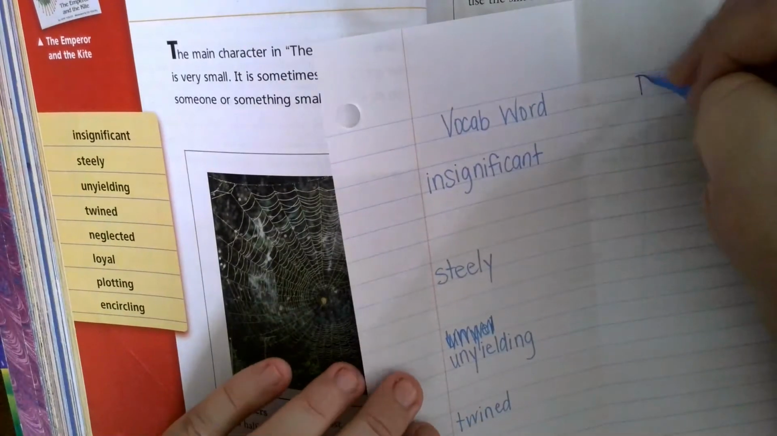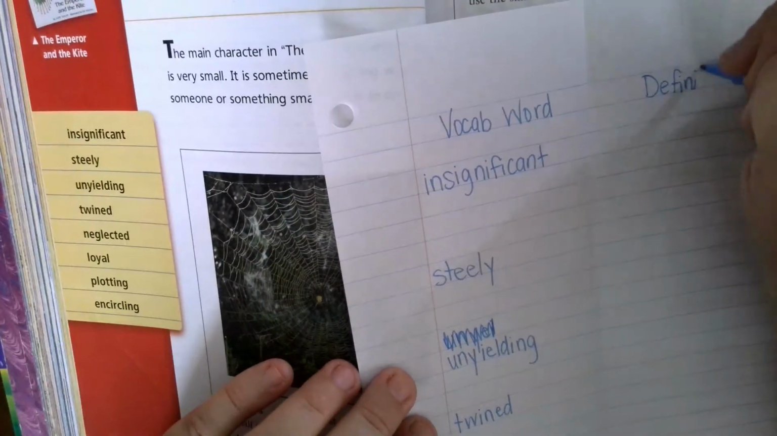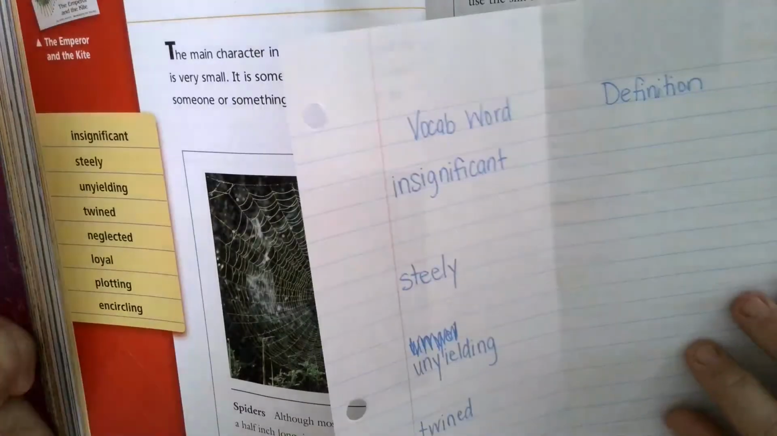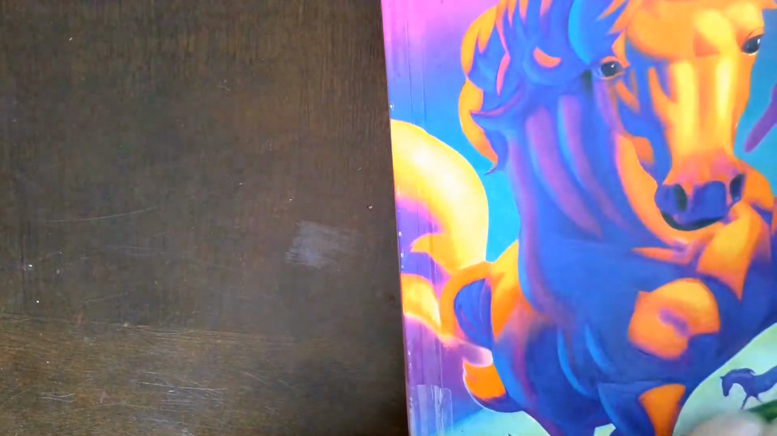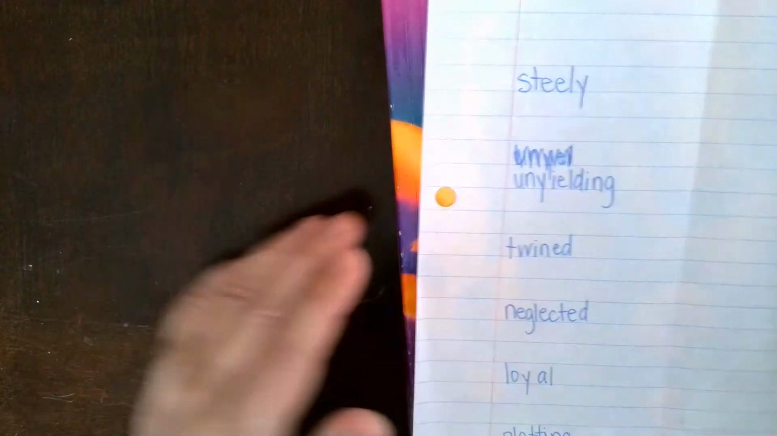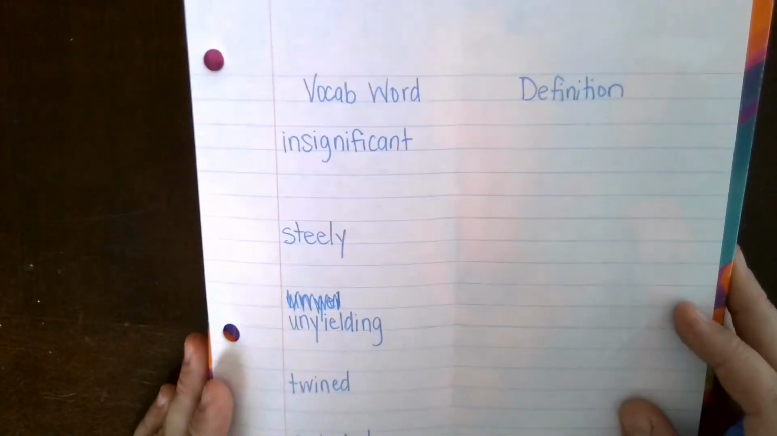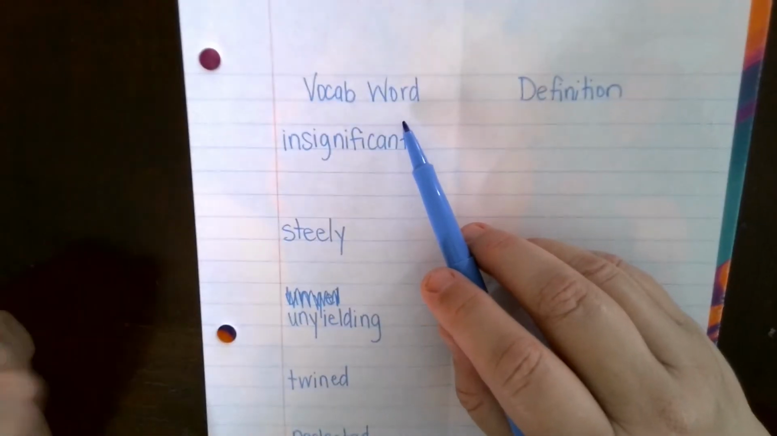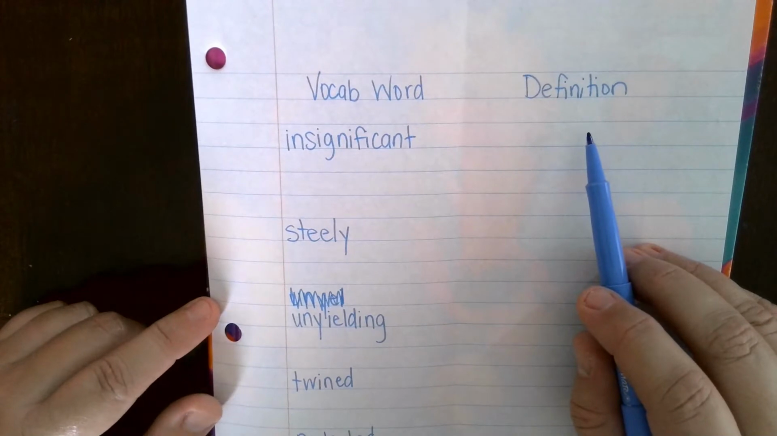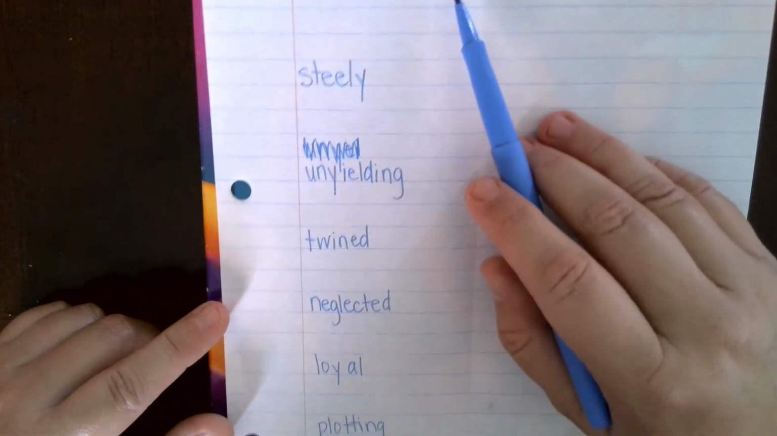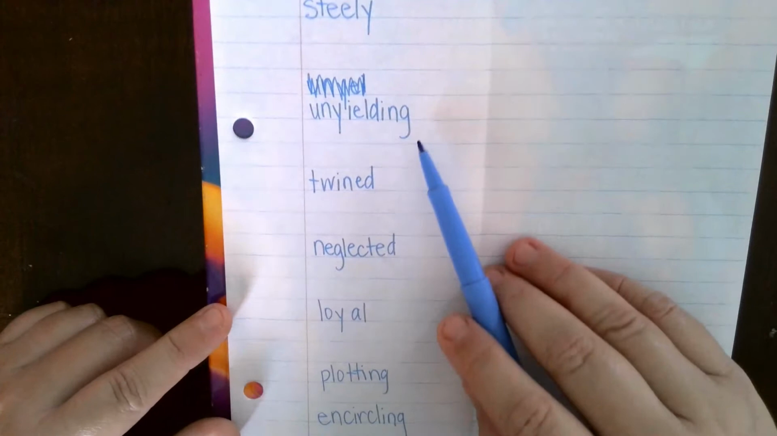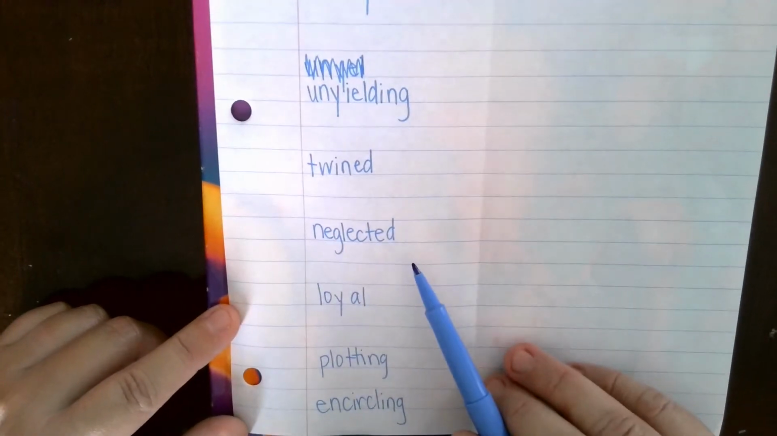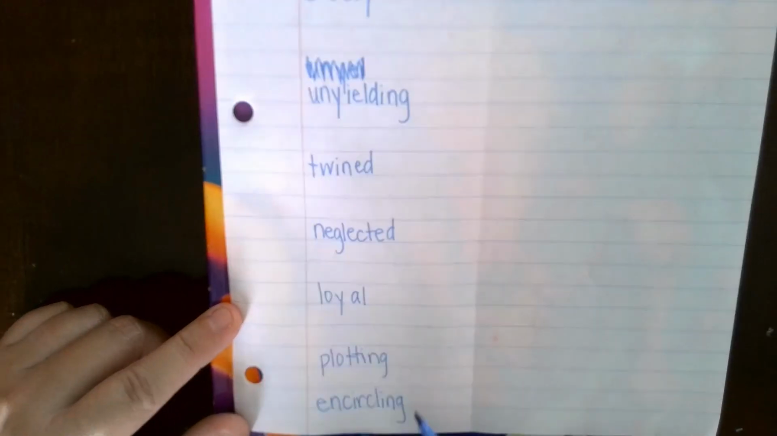All right, over on the right side, I want you to write definition. Okay, after you write the word definition, I want you to close your book. Okay, your book is closed, and now you have your 2 column notes. All right, we have our vocabulary words, and then the second column is definition. So we have our vocabulary words: insignificant, steely, unyielding, twined, neglected, loyal, plotting, encircling.